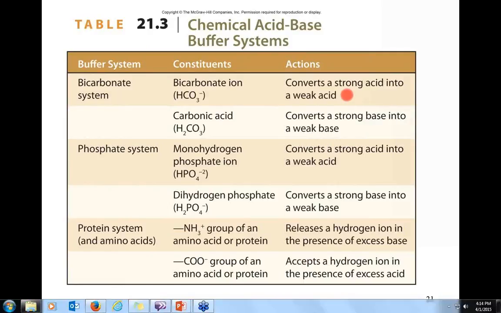And again, these buffering systems are usually made up of weak acids and weak bases. Because they are weak acids and bases, they're able to convert stronger acids into weaker acids and stronger bases into weaker bases. And that's generally how a buffering system works. Again, the point of the buffering system is to keep the pH in balance.